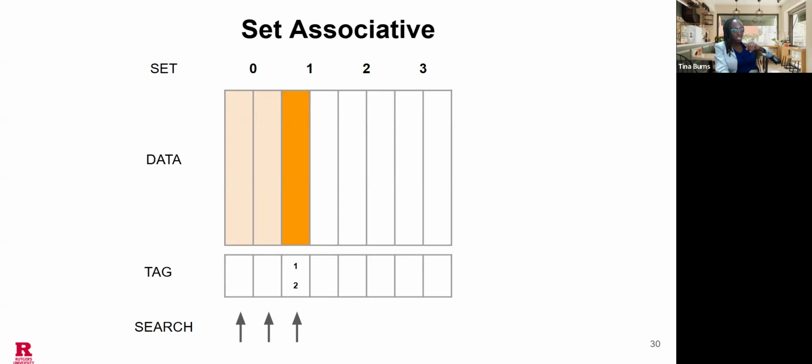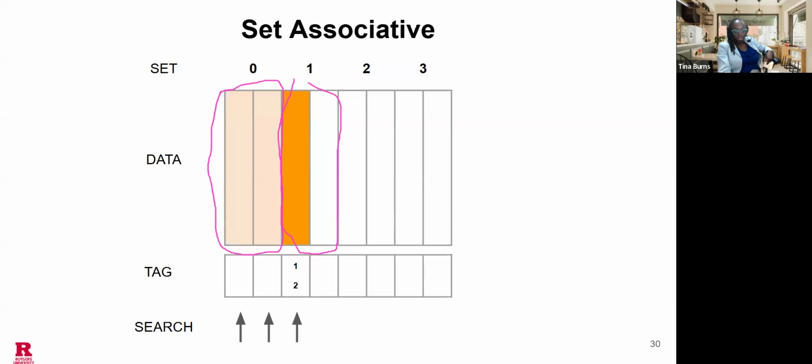For our set associative cache, these are broken into sets, right? I still have, we'll call it 8 bytes of information, right? But notice how the blocks are now broken up into sets. This is my first set. Looks like one set contains 2 blocks. This is my second set. This is my third set, and this is my fourth, and so on.